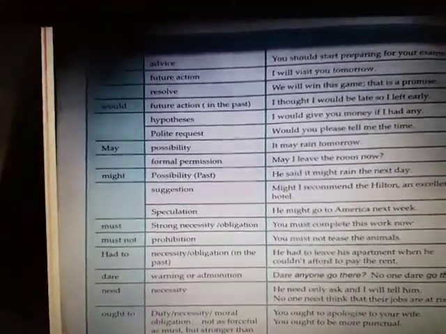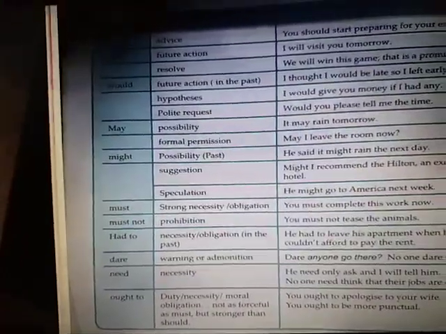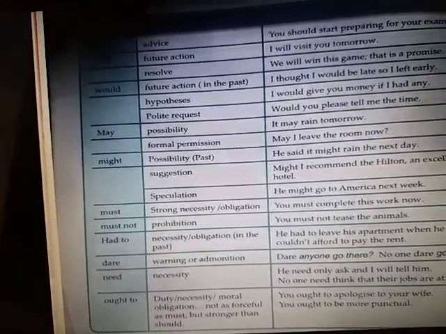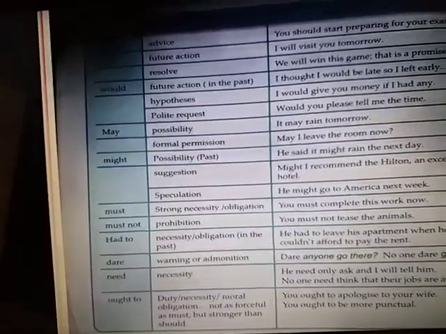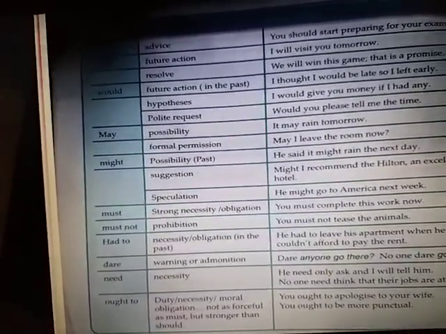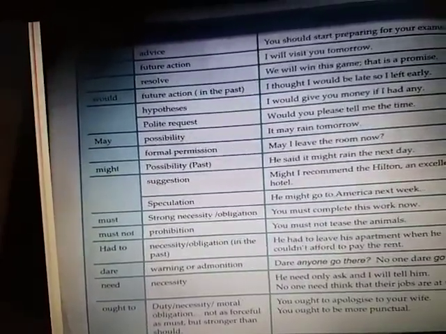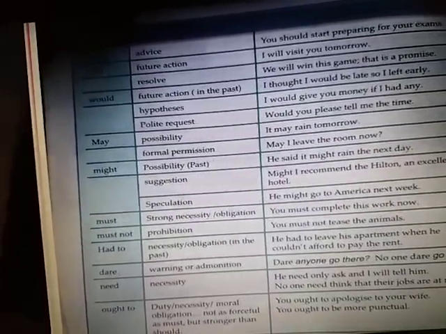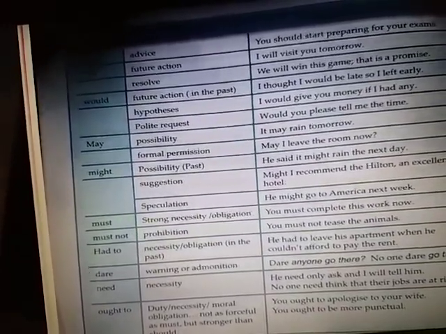Must. Must is used for the expression of a strong necessity or obligation. Example, you must complete this work now. And must not for prohibition. You must not tease the animals.